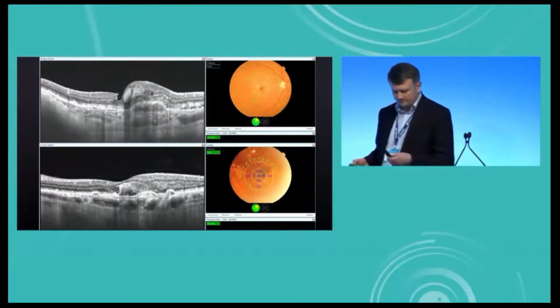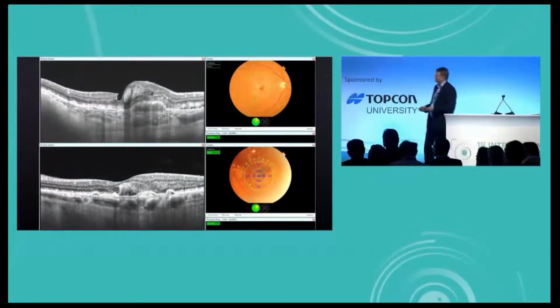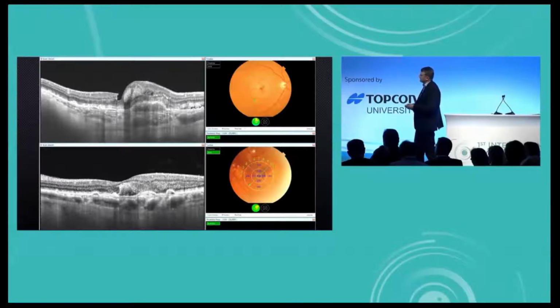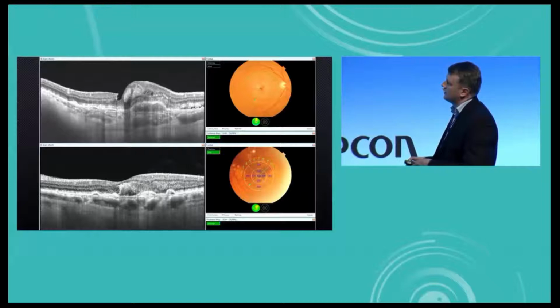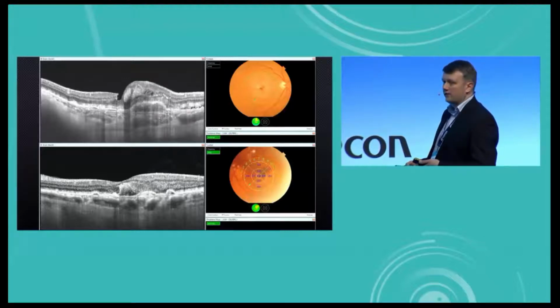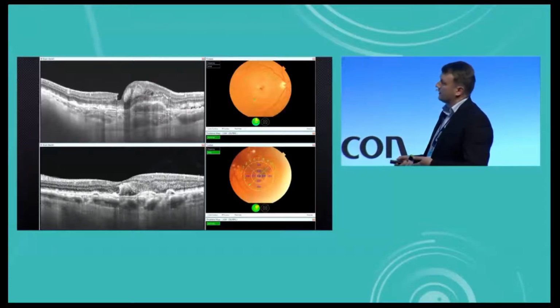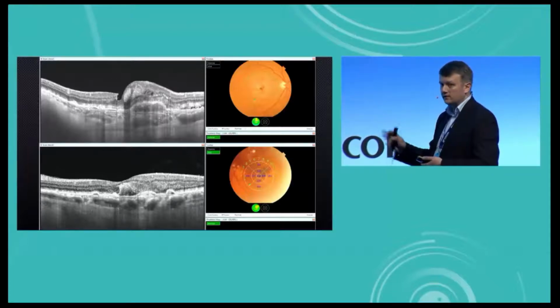And here we have a very recent and very dense hemorrhage, and you can see that despite optical shadowing, there is present ellipsoid zone of photoreceptors. It's not very distinct here, but it's there.